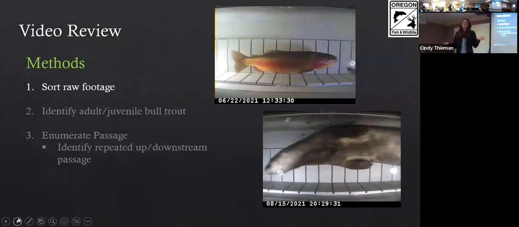So with video review, the camera is motion activated, which helps in that we're not sorting through just days and days worth of footage, but the camera is also really sensitive. So we're dealing with a really high volume of video footage that we need to sort through in order to find out how many bull trout we have and also see what they're doing. So the first thing we have to do is sort through raw footage, which is a fairly big job. And to be honest, the majority of what we see is actually not bull trout.